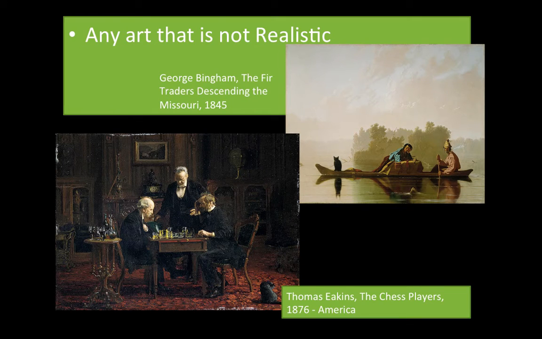So, what is abstract art? Very simply put, abstract art is any art that is not realistic. Here we have two paintings painted in the mid to late 1800s. These are what we would term realistic pieces of art because you can see exactly what is happening. Here in the George Caleb Bingham piece, you have the fur traders descending the Missouri River, 1845. You can tell they're on a river, there are people, very realistic.